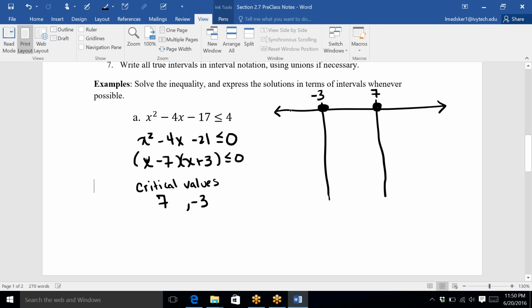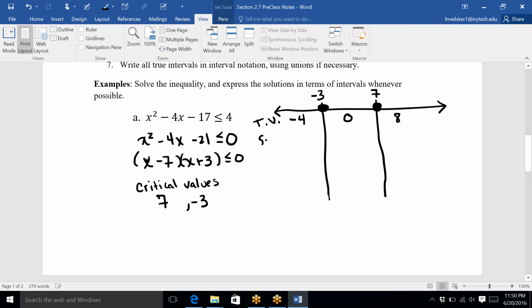The question becomes picking a value on each side of these to see if each region is true or false. So something smaller than negative 3 would be negative 4. Anytime you go from a negative to a positive critical value, always try 0. It's easy to plug in. And then 8 would be bigger. Okay, so these are what we call our test values.